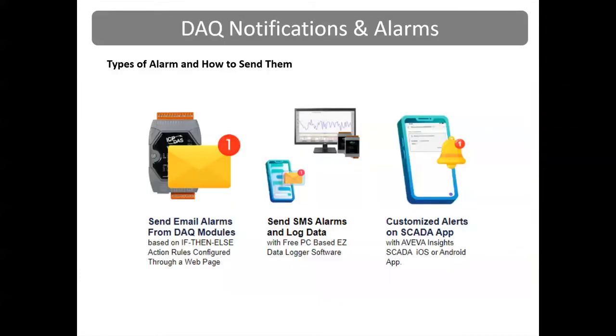If you need to send out alarms based on data acquisition information like tank levels, temperature levels, digital output signals, or energy measurements, you can send email alarms out to a designated list of email addresses or text messages out to different phone numbers. You can also use a SCADA app on your phone to get notified.